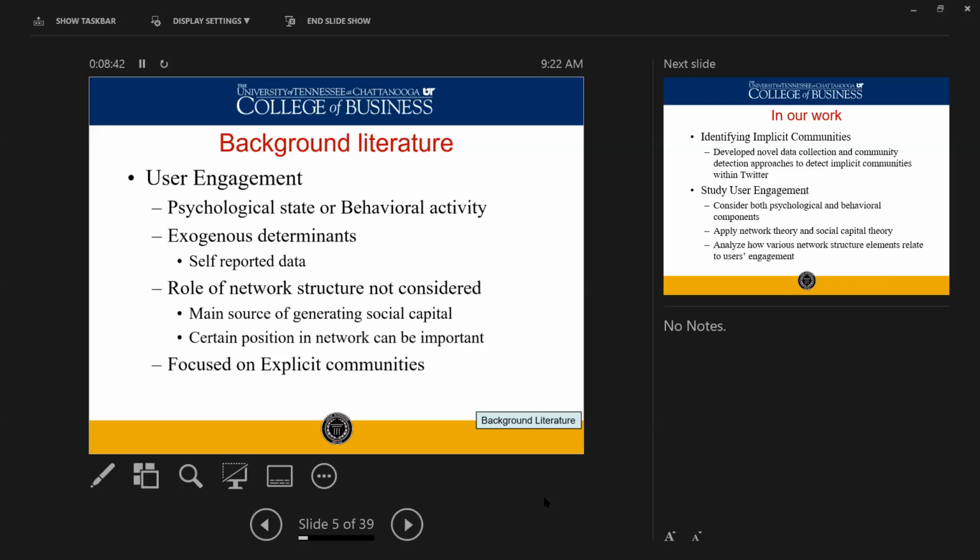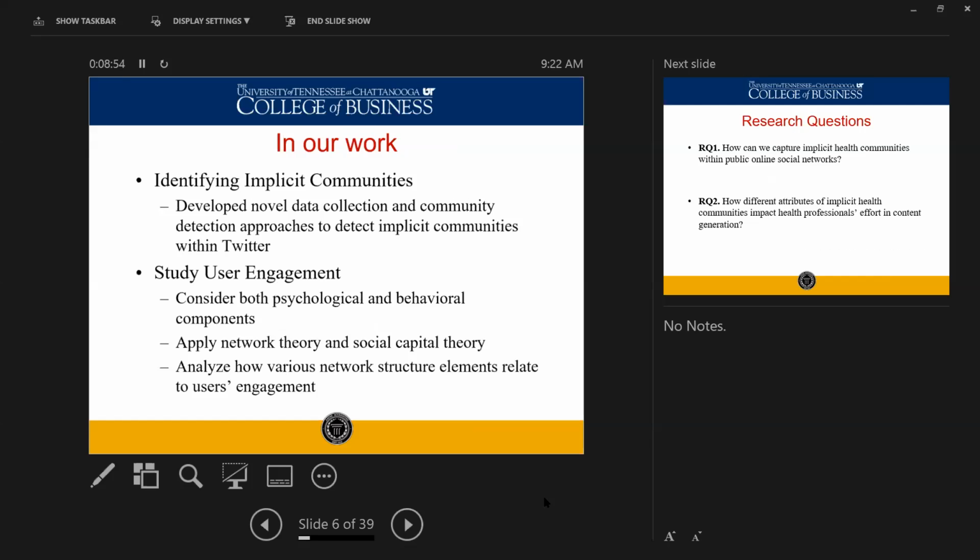And again, a lot of this research has been focused mostly on the explicit communities. And our work actually focuses on the implicit communities where not much work has been done. So basically, in our work, we focus on identifying the implicit communities because that itself is a major issue. Because these are not explicitly there, there are no members, there are no explicit memberships or anything. They just get implicitly formed.